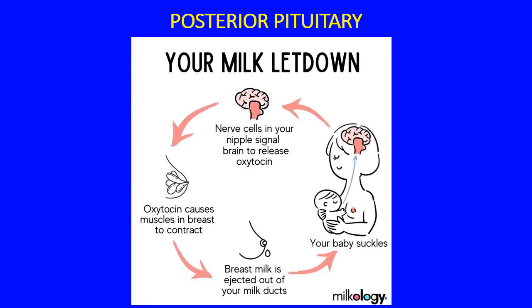Okay? The milk letdown reflex, as you can see from this diagram, is a little bit more detailed. The nerve cells in your nipples will signal the brain to release oxytocin. The oxytocin causes, and they say muscle, but it's really more myoepithelial. It's sort of like a smooth muscle.